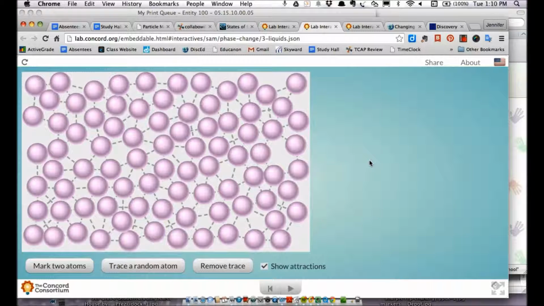Now, compare that with this one. Here's a liquid. I can tell it's a liquid right away. How can you tell it's a liquid? How can you tell it's a liquid, Anshul? It's not organized, okay? It's spread out a little bit more than a solid.